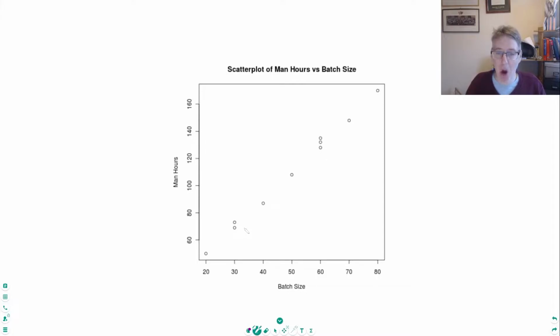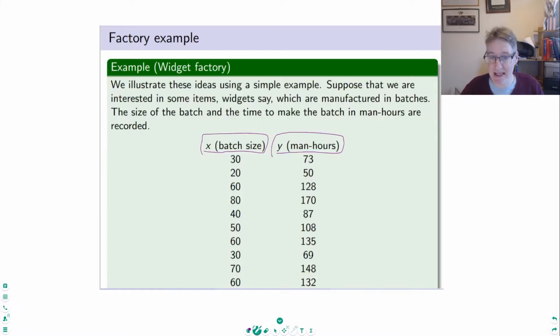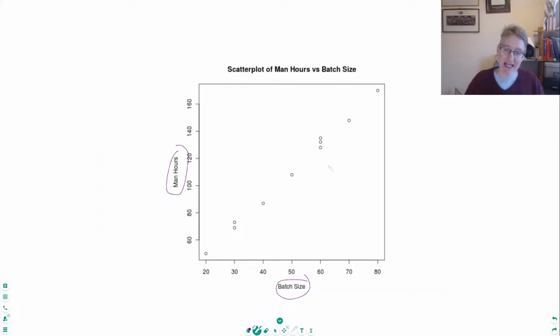We're going to plot man hours against batch size. So that's Y against X. The man hours is on the Y axis, the batch size is on the X axis. All I've done is plot this data here on this plot. And it's fairly clear that a straight line, if I draw a straight line up here, is going to be a fairly good representation of some kind of average trend of this data.